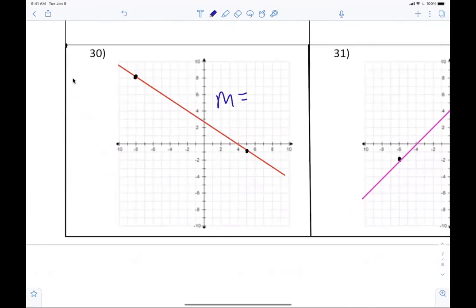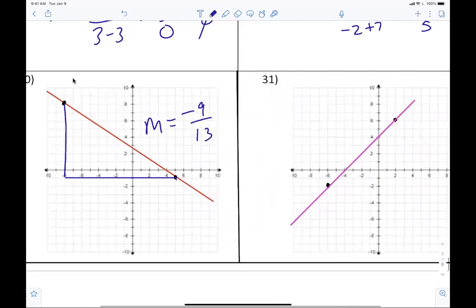Slope for 30 is. Somebody said -9 over 13. Is that accurate? I just have a question on the pattern. Is the bottom just always plus? Yeah, pretty much. If there's a negative on the bottom, we just move it in front or on the top. If you write 1 over -2, we just don't write that. We just say -1/2.